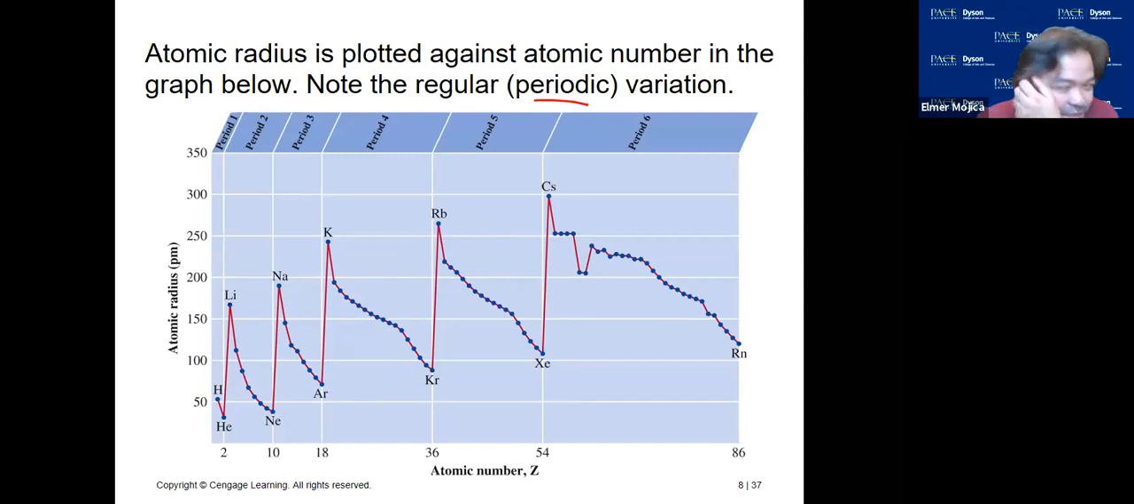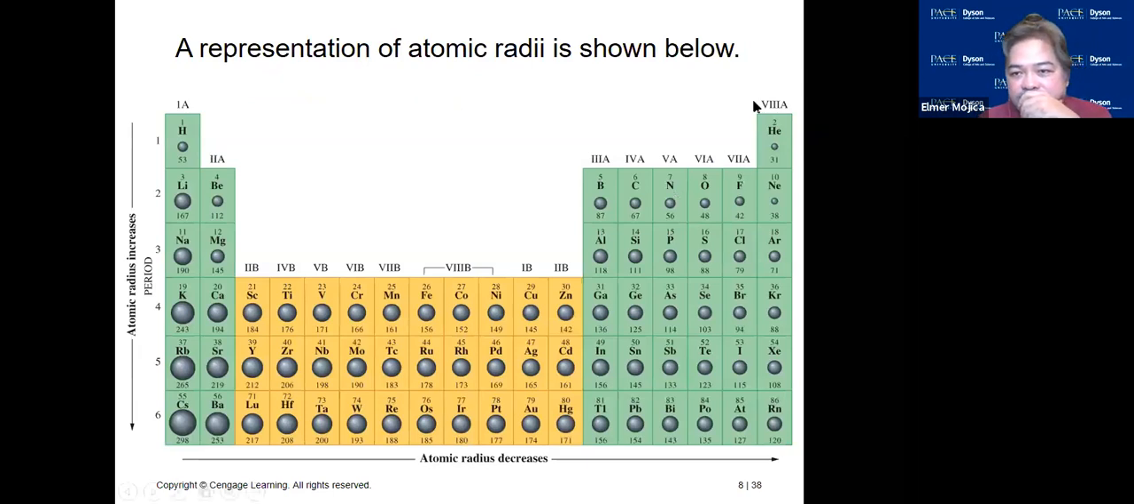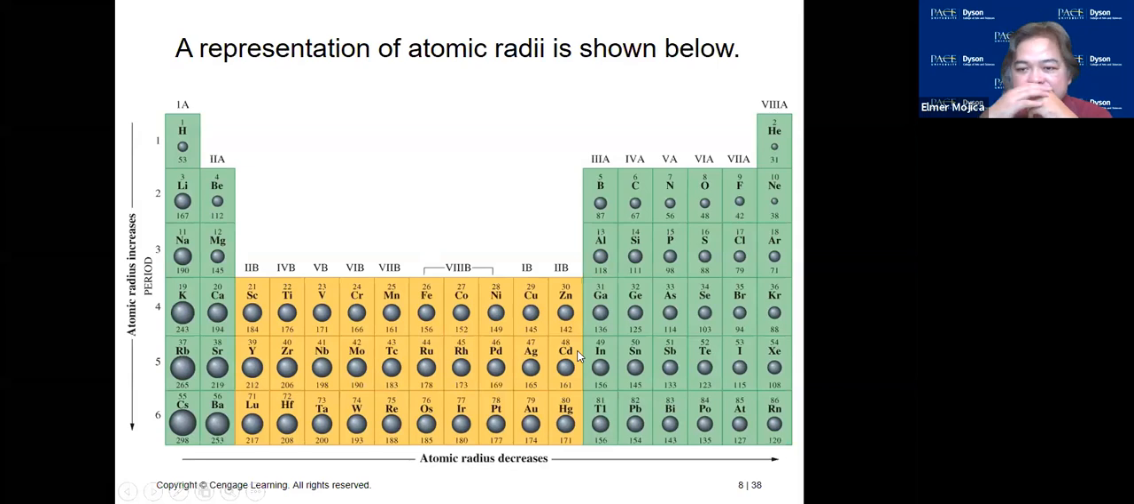And if we're going to look at the representation of atomic radius, this is what we have. So the biggest atom is cesium. The smallest one we have is helium. So top to bottom here, it increases, left to right here, it decreases.